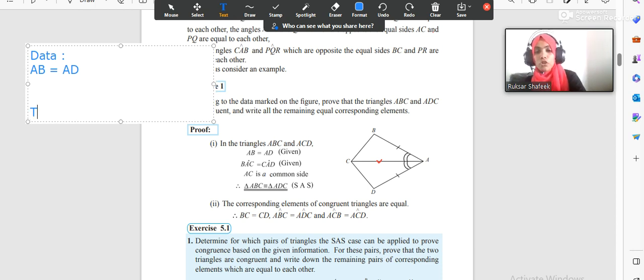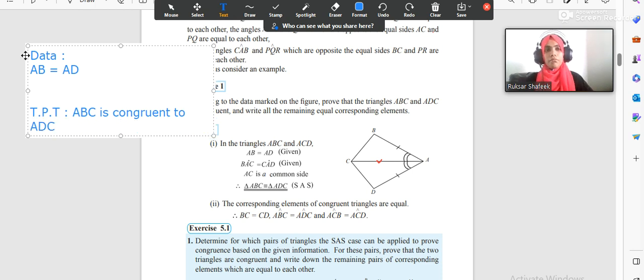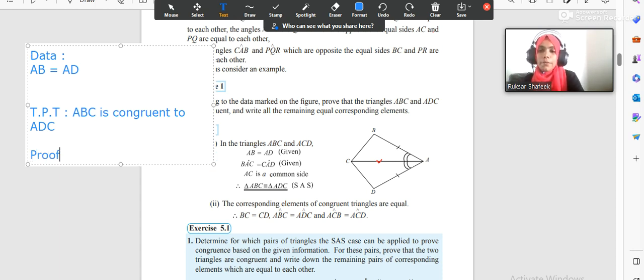Then I can write TPT, a short form for to prove that. What exactly do we need to prove? We need to prove that the 2 triangles ABC and ADC are congruent. So we can write ABC is congruent, and you can put the symbol. In this case, the congruency symbol would be 3 lines. Not equal is with 2 lines, but here we're going to put in 3 lines. So ABC is congruent to ADC. You do not have to write it in words; you can write it using the symbol. And finally, I'm going to put in the proof. In the proof part, I can write all this.